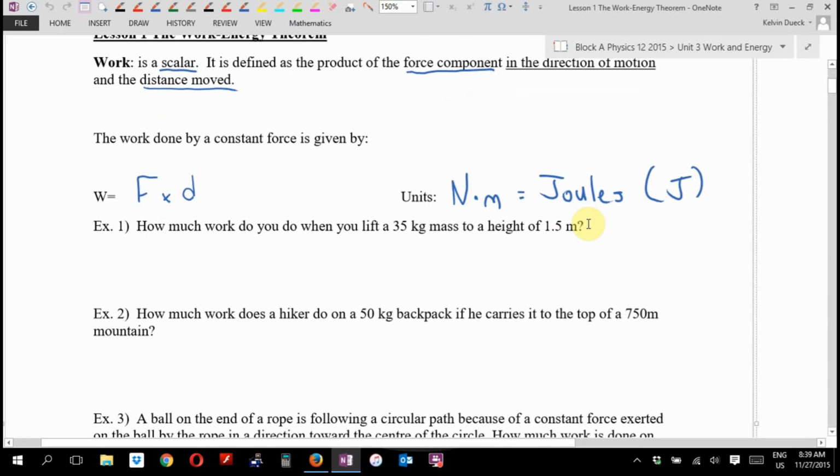Example 1, how much work do you do when you lift a 35 kilogram mass to a height of 1.5 meters? 35 kilograms, about 70 pounds. Okay, it's a chunk. Lifting at 1.5 meters, okay, you know what? About half as much as what you were doing, to be quite honest. Well, work equals force times distance. And do me a favor, underline the word lift. That's the key to this question, because when you lift something, which force are you doing work against? In fact, let's put a little FG right there. That force.